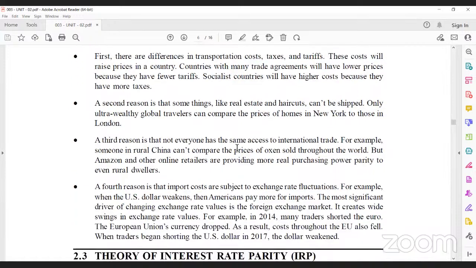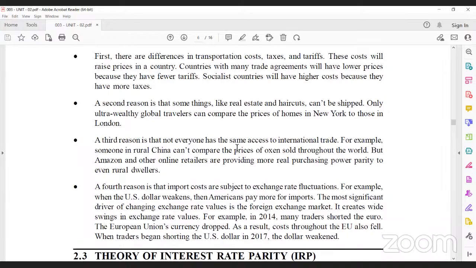The second reason is that real estate and haircuts are things which cannot be shipped. We just learned houses and local services cannot be shipped. Only ultra wealthy global travelers can compare the prices of homes in New York to those in London. Only those ultra wealthy global travelers, not the common man, come in this list.